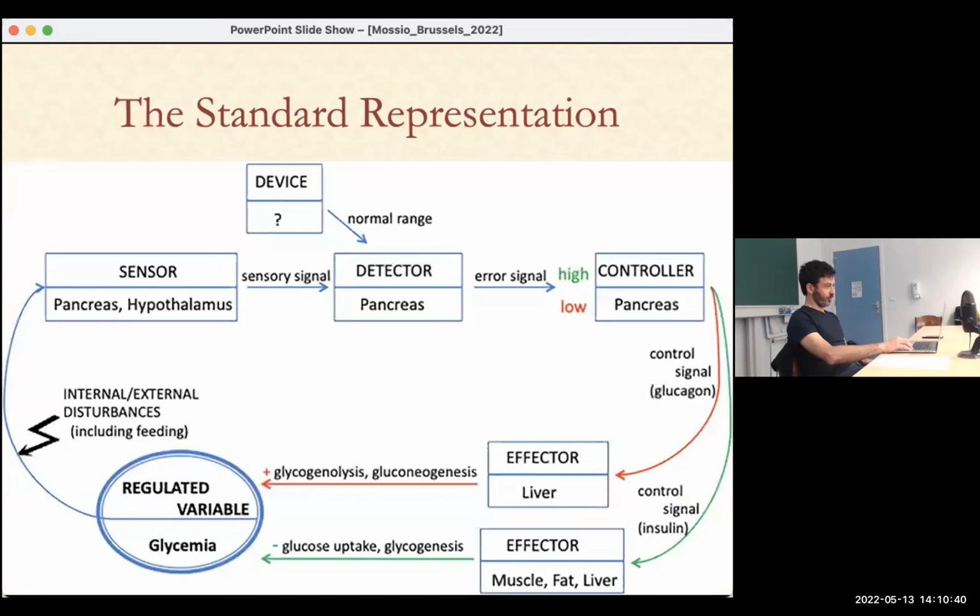So that's the abstract set of functions involved in this process and mechanism. And that's what we did: we applied this schema to the specific phenomenon and system. There are two situations, of course: the situation during fasting, when the mammal is not eating, the basal condition.